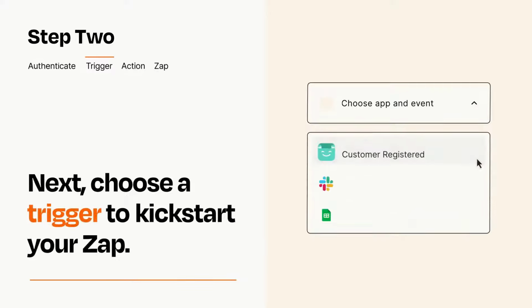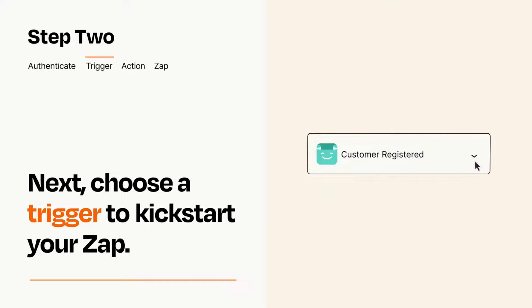Now let's set up your trigger, which is the event that starts your Zap. Pick the trigger event that you want from the list. When you set up this step, your Zap will pull in test data from your trigger app that you'll see later when setting up your action app. This last part is where the magic happens.